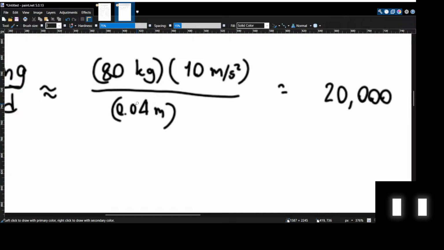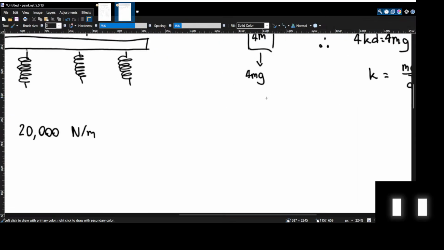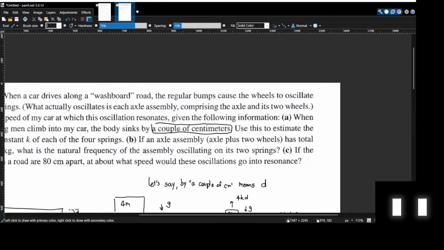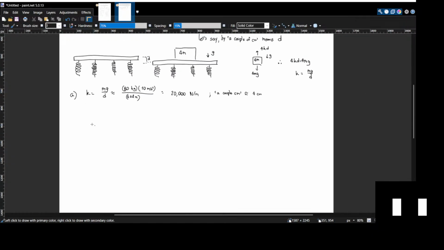And of course, down here depends on what they mean by a couple. So if by a couple of cm, according to the question, is approximately 4 centimeters, we're going to assume that.